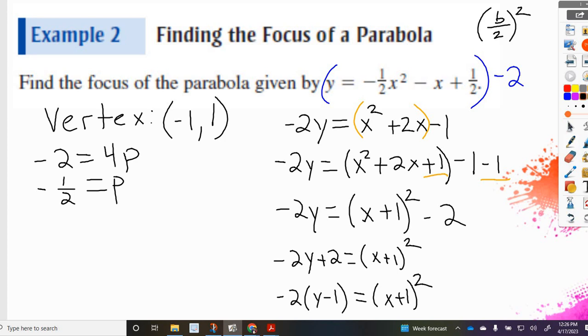Well, we know that our p-value is the distance from the vertex to the focus. If our x is what's being squared, and our p-value is negative, we know that this is at negative 1, 1, that it has to be pointing down.